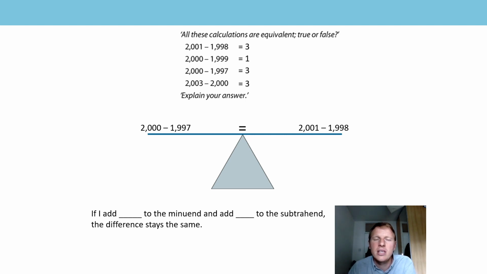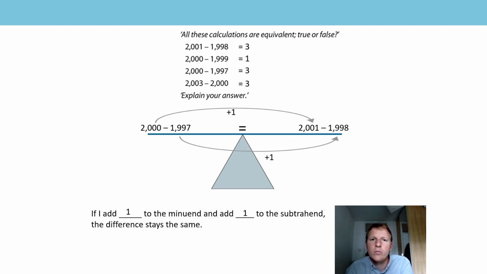So let's look at this calculation. 2000 has changed to 2001, so I've added 1. Great, so the first part of my STEM sentence, I can put that information. Let's think about the subtrahend. How has the subtrahend changed? That's also increased by 1, so I can add that information to my STEM sentence. Let's say the sentence together. If I add 1 to the minuend and add 1 to the subtrahend, the difference stays the same.